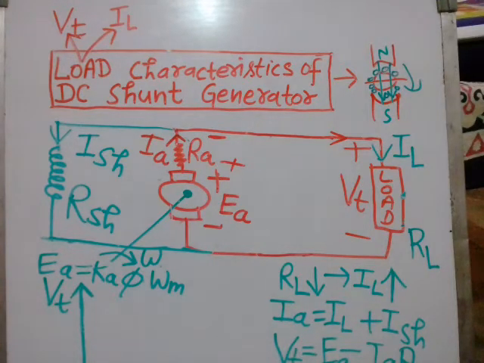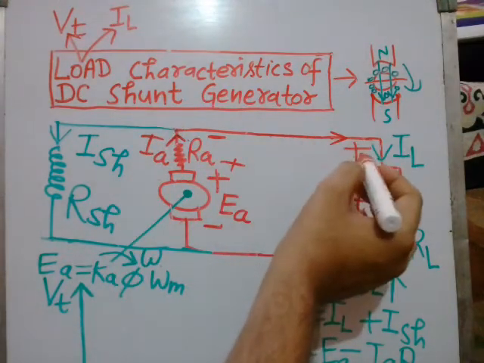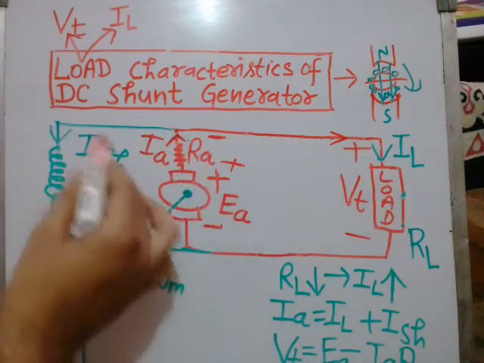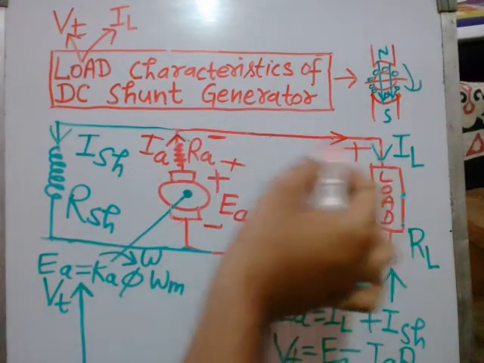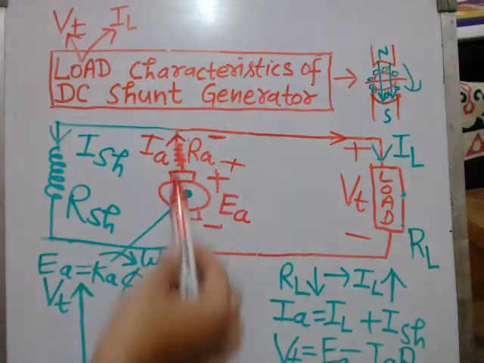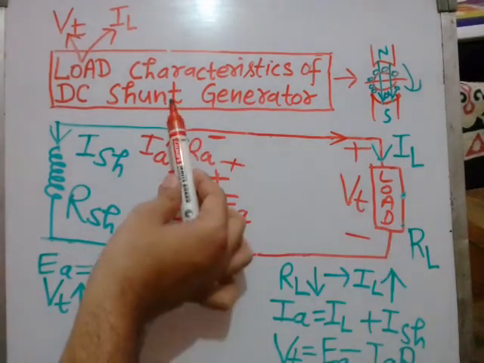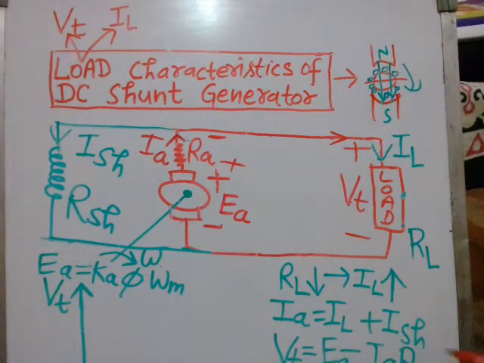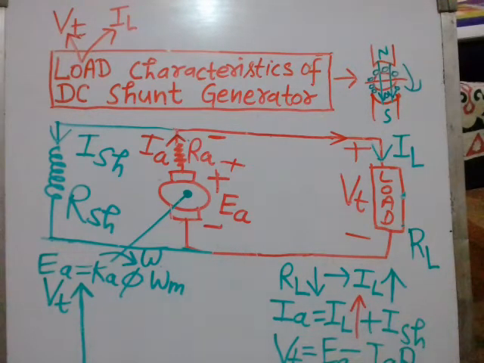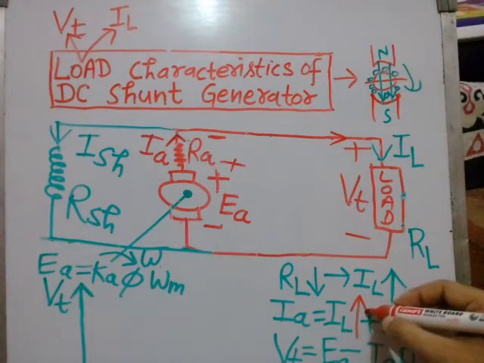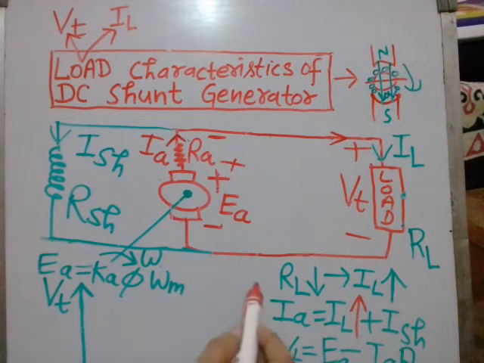Now see here, this is the load current IL, this is the armature current, and this is the shunt field current. If you apply Kirchhoff's current law at this particular node, you can write IA is equal to IL plus ISH. Sum of incoming current is equal to sum of outgoing current. So once the load current is increased, you can analyze that due to this increase in load current, the armature current will also increase.